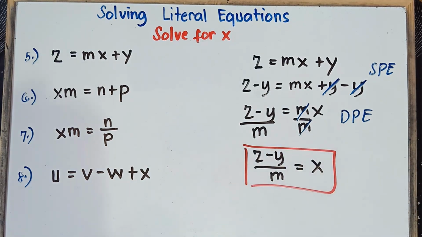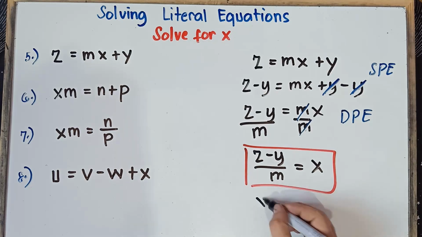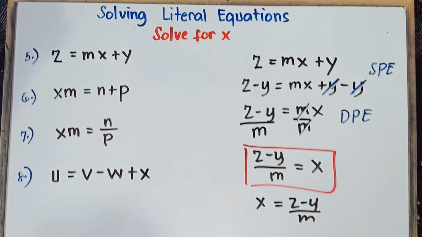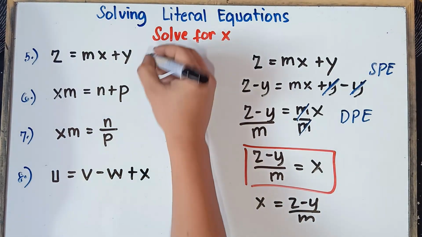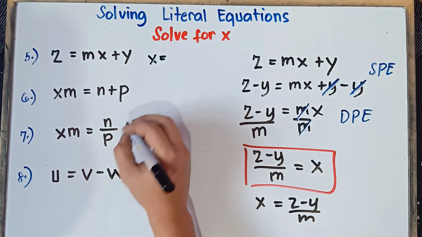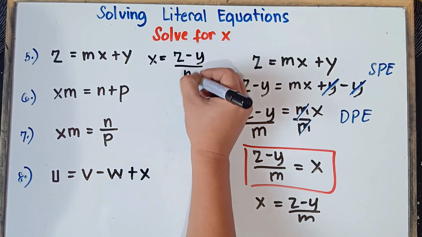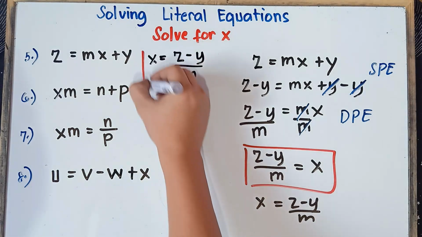Alright, or we can write this one x. This is just the same plus x equals z minus y over m. Alright, so let me write our answer here. So we have x equals z minus y over m. So this is the answer with regards to example number 5.